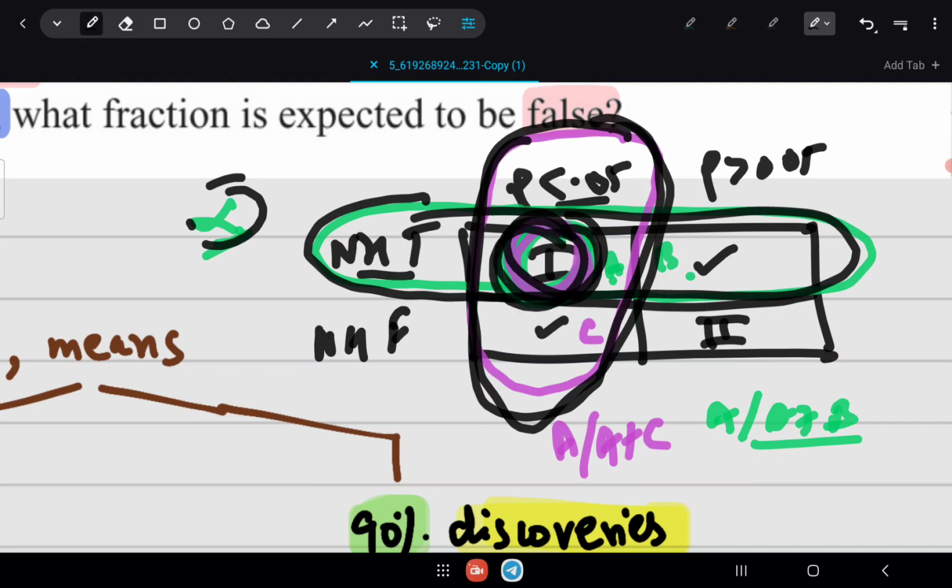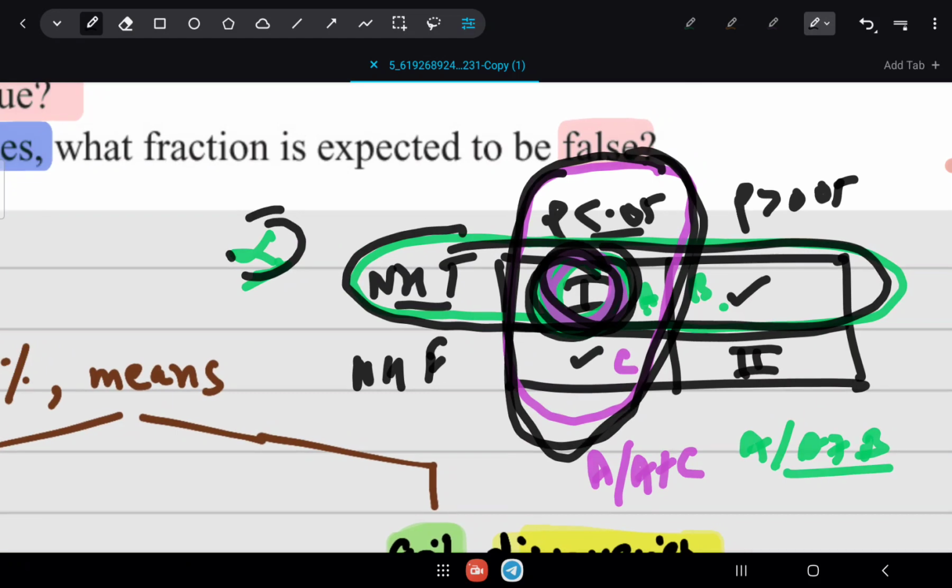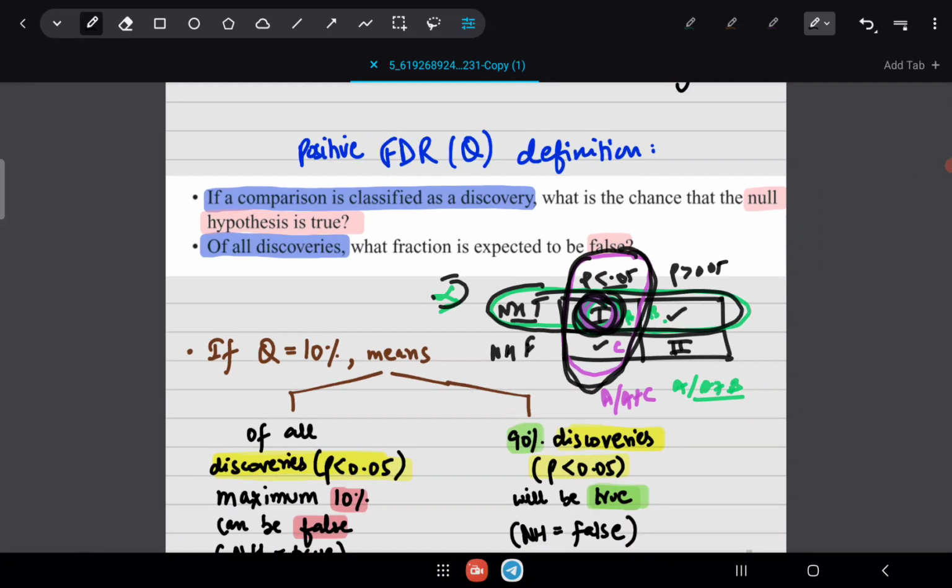Okay, so I will tell you once more. Alpha level is the probability of committing an error when the null hypothesis is true, but false discovery rate is the probability of committing an error when the p-value is significant. Or you can say alpha level means the probability of getting a significant p-value when the null hypothesis is true, but false discovery rate is the probability of the null hypothesis being true when the p-value is significant. So they are slightly different concepts.